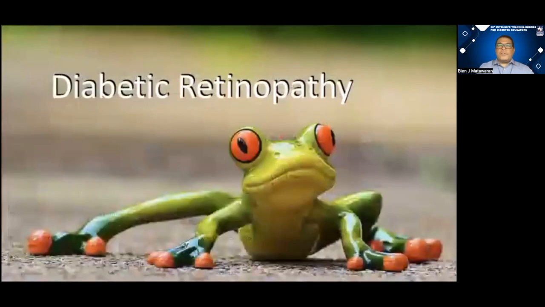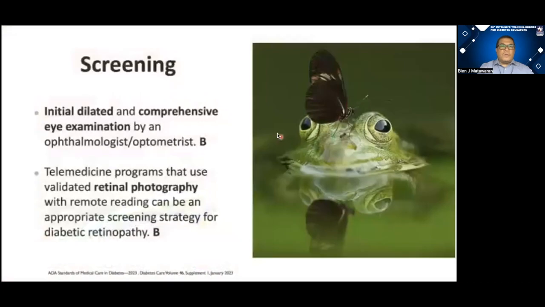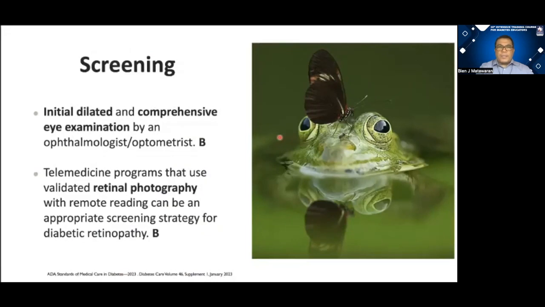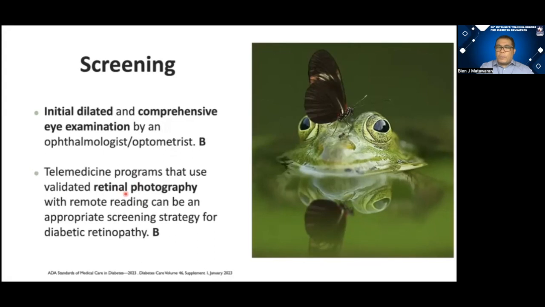So we'll start first with diabetic retinopathy with regards to screening. It is recommended that an initial dilated and comprehensive eye examination by an ophthalmologist or optometrist be done for patients with diabetes mellitus. The American Diabetes Association also recommends that telemedicine programs that use validated retinal photography, or what we call fundus photographs, with remote reading can be an appropriate screening strategy for diabetic retinopathy.